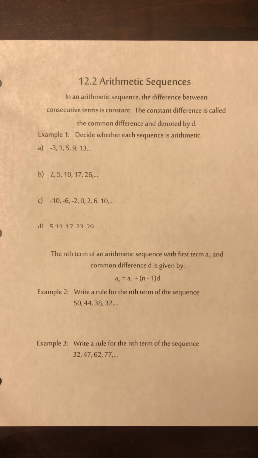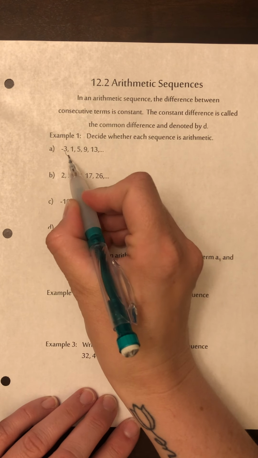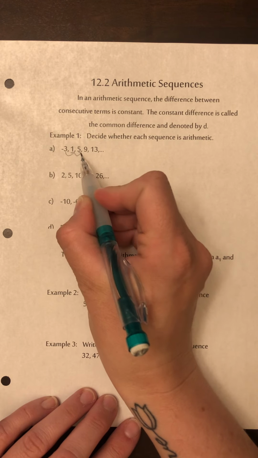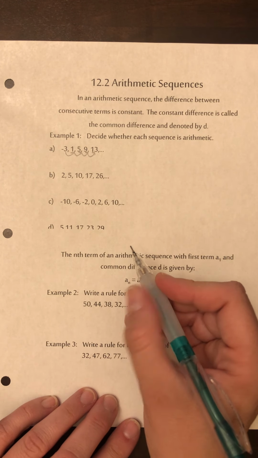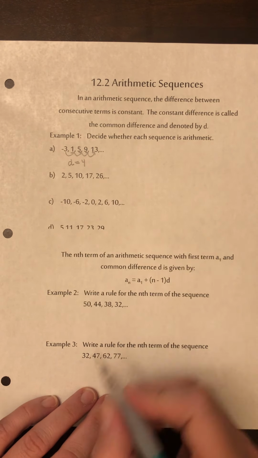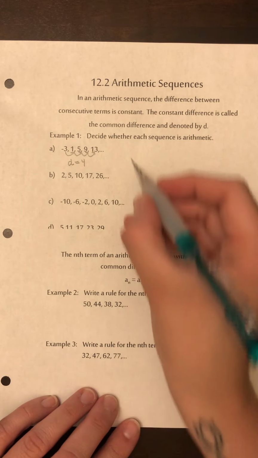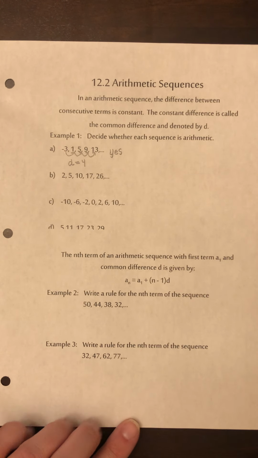So in letter A, we have -3, 1, 5, 9, 13, and so on, because the sequence could continue. So do we see a theme where we're going to add the same number every time to get to the next term? Absolutely. Our value for d would be +4 because we're adding 4 each time. So yes, this is an arithmetic sequence.